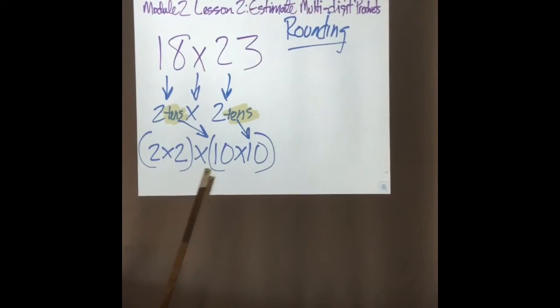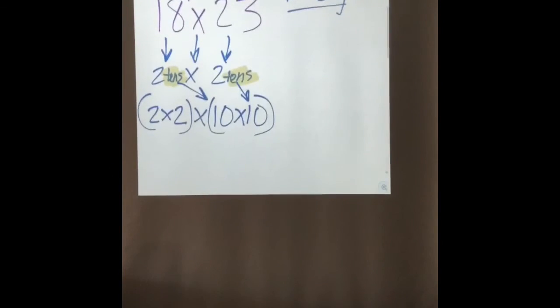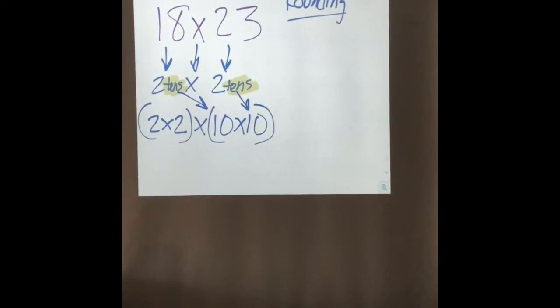What do we call this property that we just did? Distributed. So we distributed out our numbers. We took our 10s and put them over here, and we took our 2s and put them down here. And we're going to multiply 2 times 2. 4.